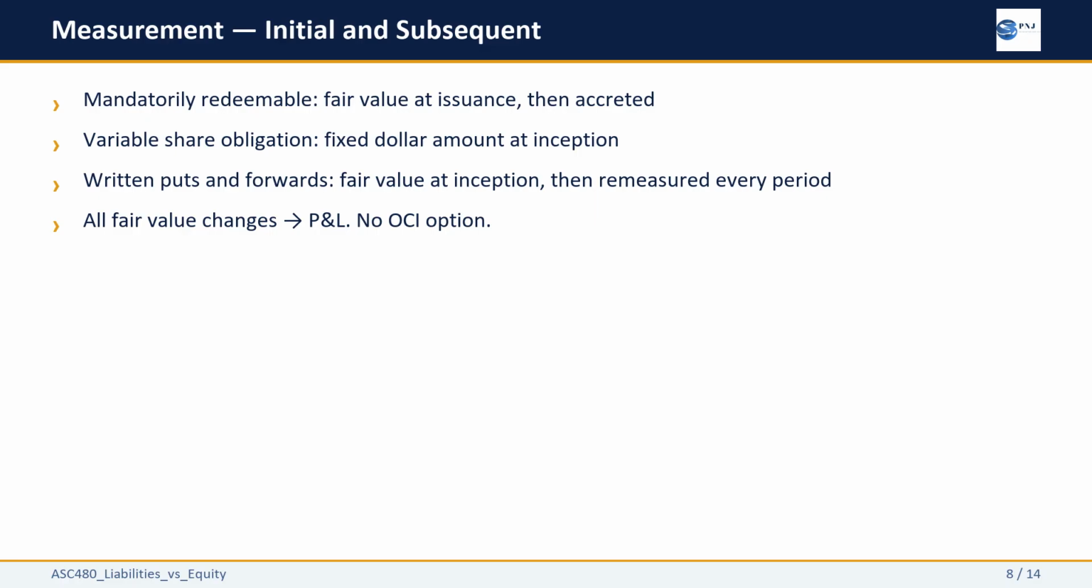Written put options are recorded at their fair value at inception, typically the premium received. Forwards may be 0 at inception if at the money. After initial recognition, written puts and forwards are remeasured to fair value every single reporting date. All changes flow through earnings, no deferral, no OCI.